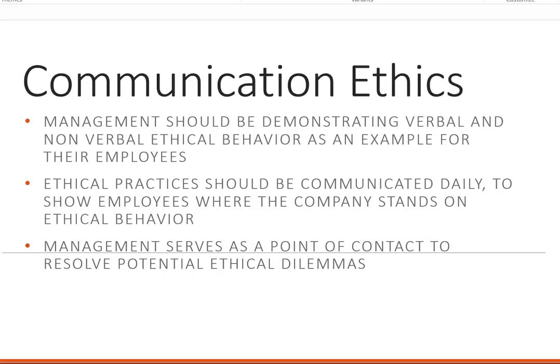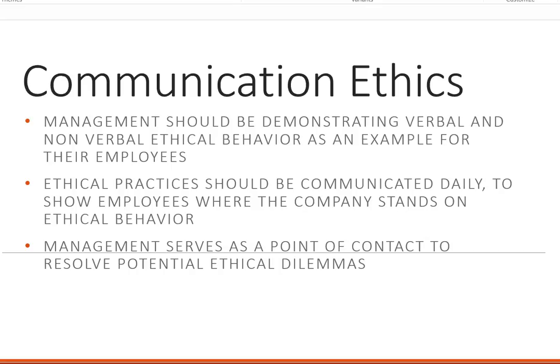Communication ethics. Management should be demonstrating verbal and nonverbal ethical behavior as an example for their employees. Management is the forefront of the company, so employees tend to lead by example, and if you see your boss communicating in an unethical way, then you are more likely to project that unethical behavior to your fellow employees. So management really needs to set the standard.